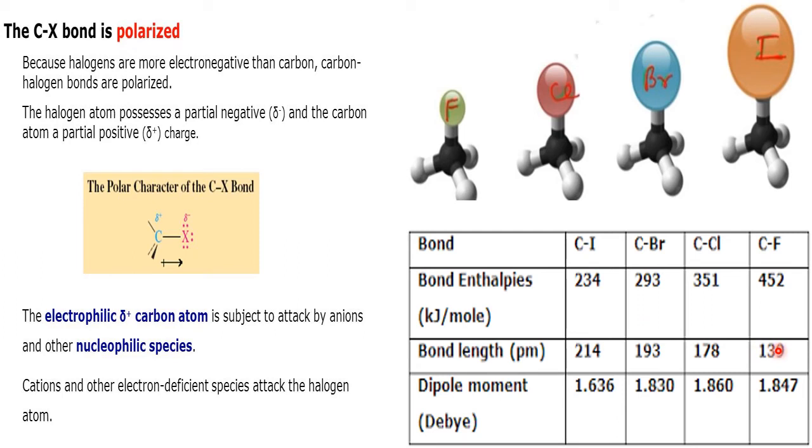So the lesser the bond length, the closer they are. Because they are close, it's difficult to break, so bond enthalpy is more. Okay. Now you see the dipole moment part. So this has got 1.847, 1.860, 1.830, 1.63.